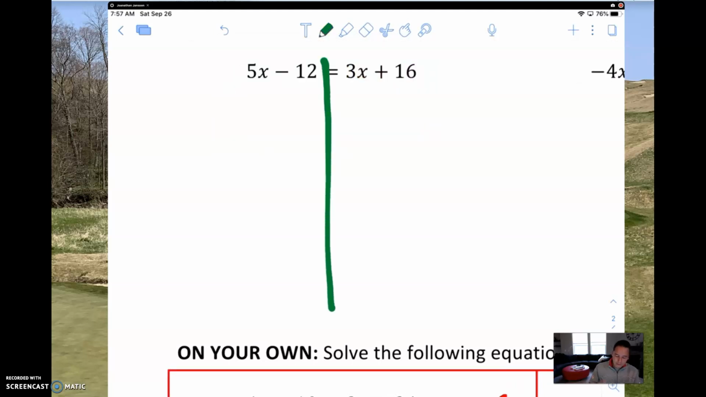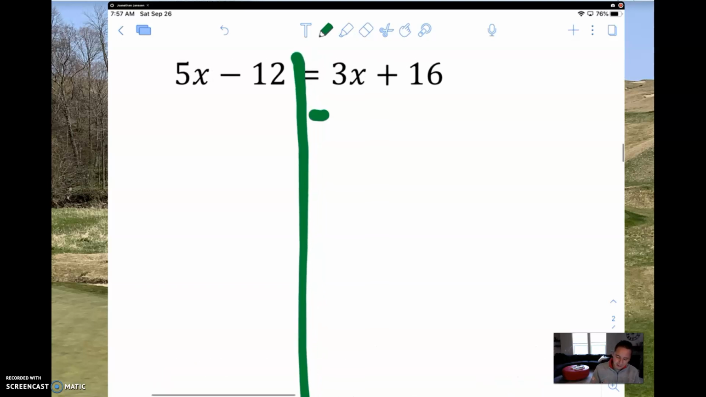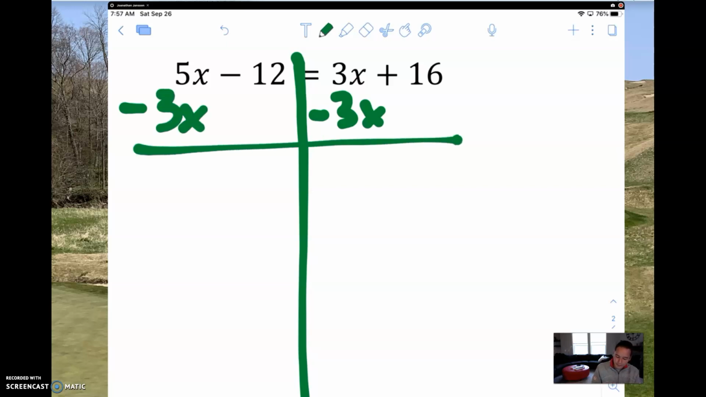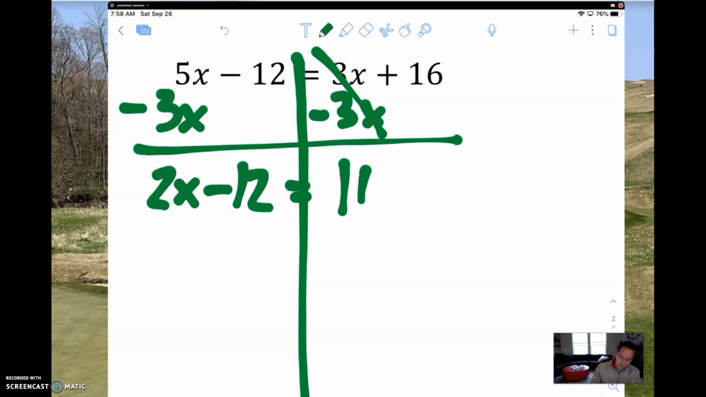And we'll start with our first step, 5x or 3x. Which one is smaller? The 3x is smaller. So we're going to get rid of that first. So subtract 3x from here and subtract 3x from there. Then those 3x's disappear. 5x take away 3x is now 2x minus 12 is equal to 16.